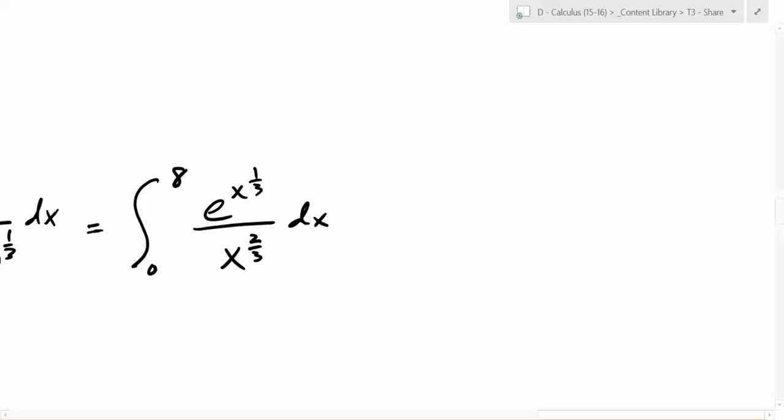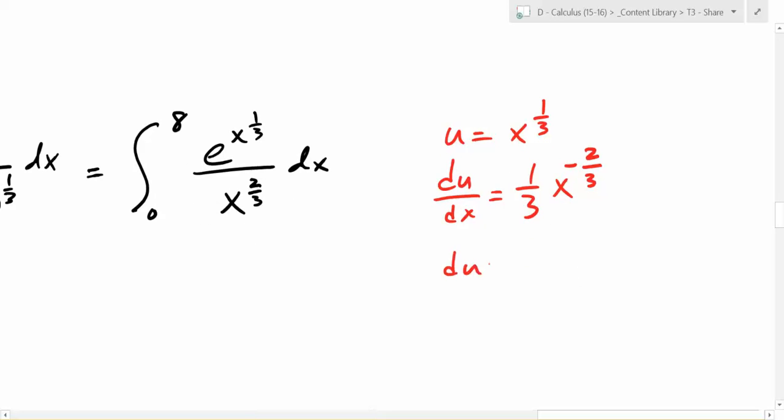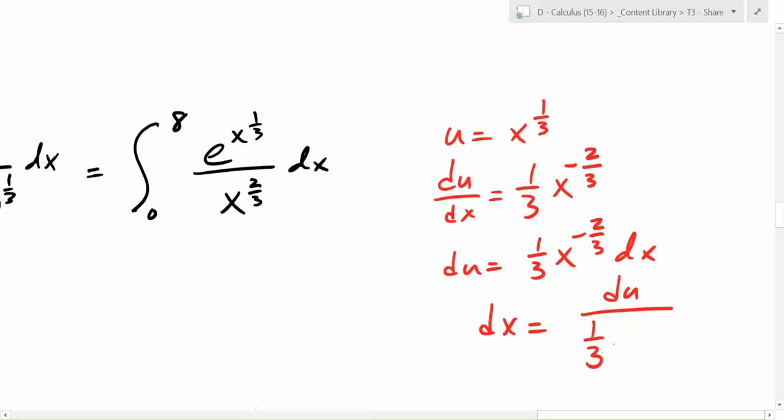So they said for this one, what u value should we use? X to the 1/3. So du dx is equal to what? 1/3 x to the negative 2/3, right? You go down 1. So then what do you get? You get du is equal to what? 1/3 x to the negative 2/3 dx. So dx is equal to what? Du over 1/3 x to the negative 2/3.